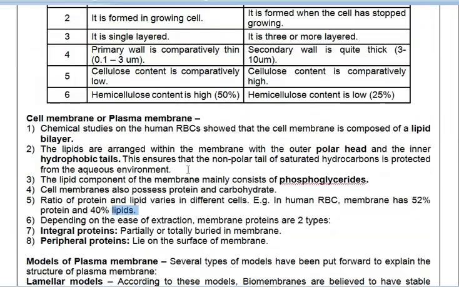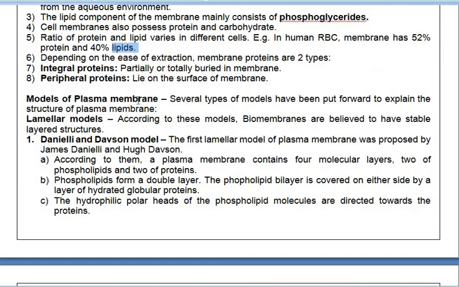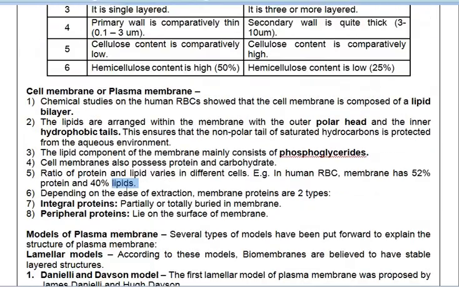But now we will discuss the structural composition of the plasma membrane and the early models of the plasma membrane, that is, the lamellar models or the tri-lamellar models, that is the Danieli and Davson model and the Robertson model.